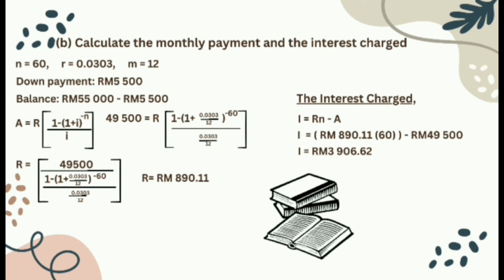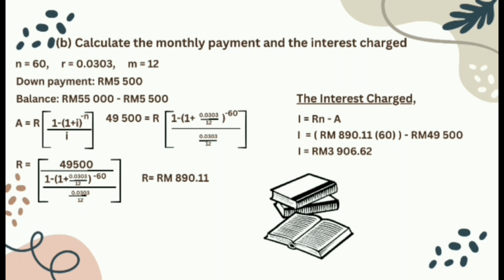So we're going to calculate the monthly payment and also the interest charge. N equals 60, r equals 0.0303 and m equals 12. So the 10% down payment is around 5,500. So the balance is going to be 55,000 minus 5,500 equals 49,500 ringgit. The formula that we're going to use is A equals R multiplied by 1 minus 1 plus i in brackets to the power of negative n over i. So A is 49,500 equals R multiplied by 1 minus 1 plus 0.0303 over 12 in brackets to the power of negative 60 over 0.0303 over 12.